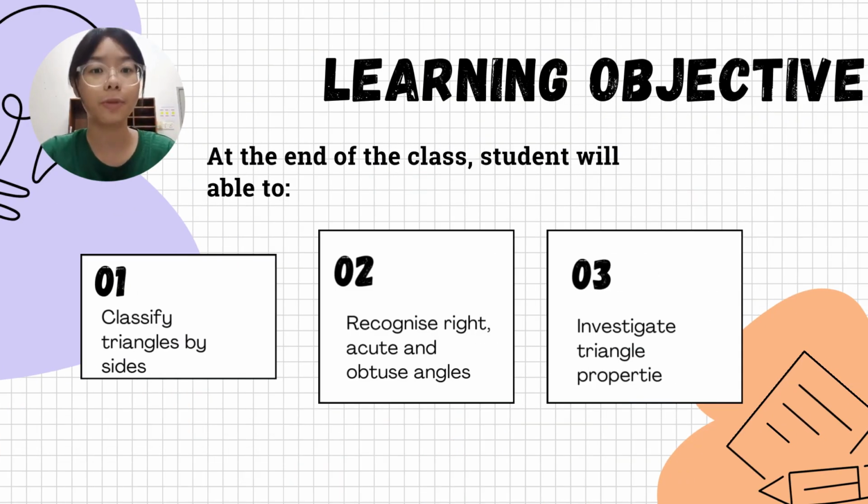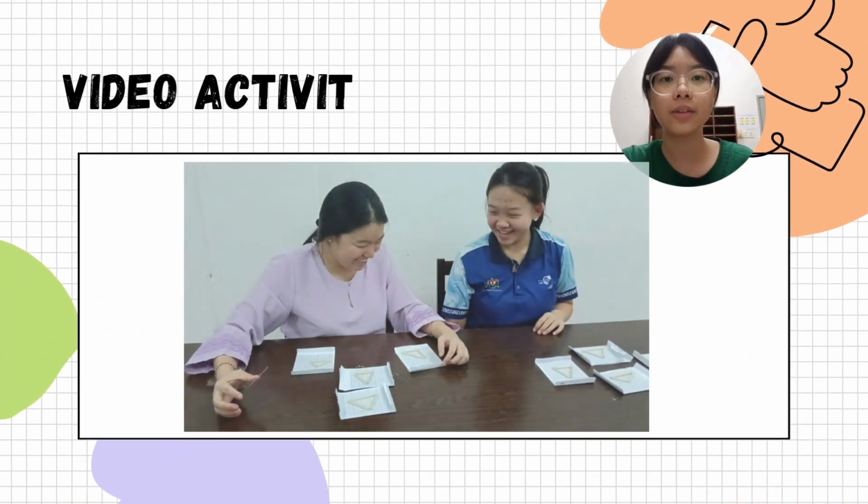The learning objective of this activity is that at the end of the class, students will be able to classify triangles by size and recognize the right angle, acute angle, and obtuse angle. And the last one is to investigate the triangle properties. Okay, now let's watch our activity video.